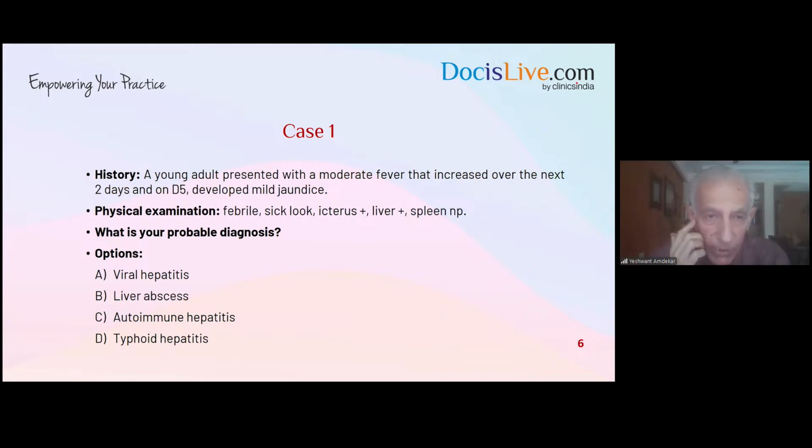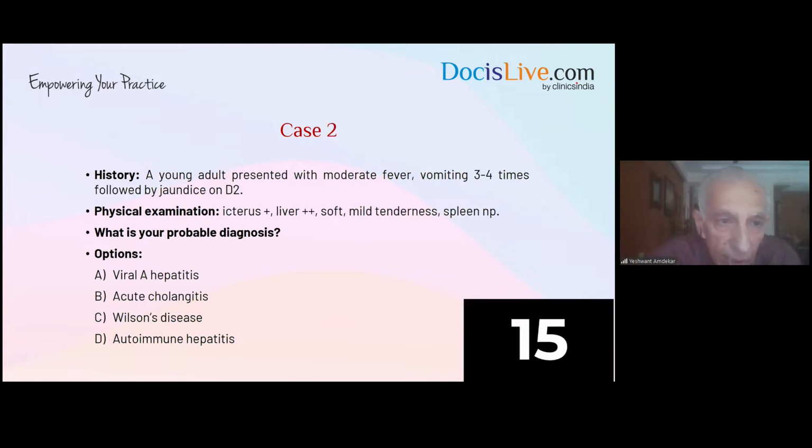Can I have the next slide, please? The next slide is a young adult again who presented with moderate fever and vomiting 5-7 times, followed by jaundice on day 2. Okay, make a note again. With moderate fever and vomiting is a predominant symptom in this child. Okay, followed by jaundice on day 2.